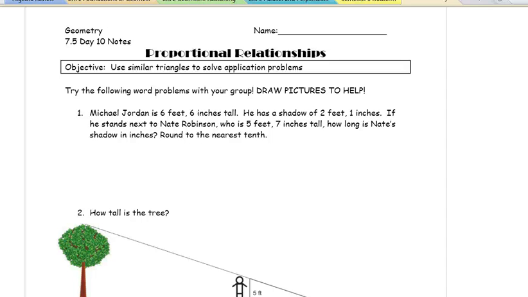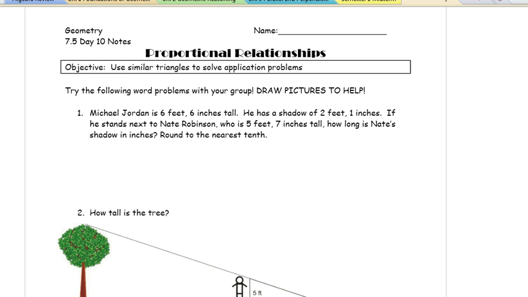Day 10 notes, your last ones from Chapter 7. Kind of like this set of notes. It gets a little tricky at the end, but up till then, we're going to look at some word problems, some more drawing, making sure we're good at drawing, and then we're also going to look at some area problems.